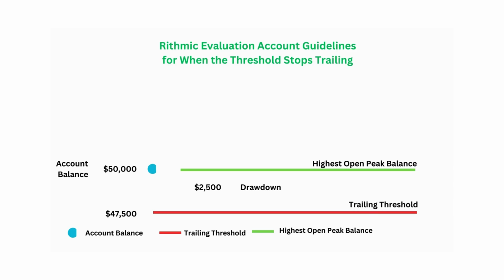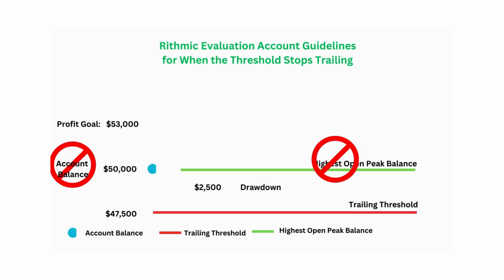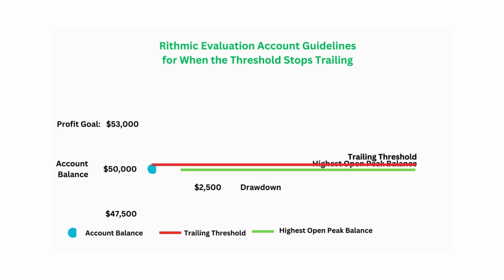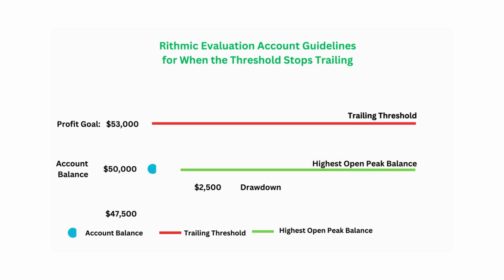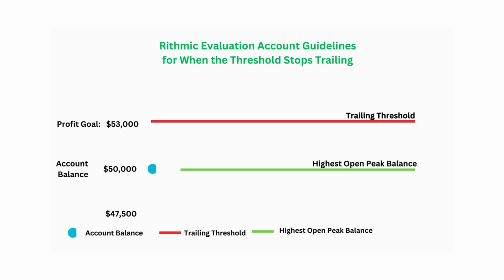In the Rhythmic evaluation account, the trailing threshold will stop once it hits the profit goal for the account size. The 50K account has a $3,000 profit goal, which means it would need to reach $53,000. It's important to note that the trailing threshold needs to reach the profit goal, not your open peak balance or account balance. When the threshold value hits $53,000, the trailing will cease at that point, regardless of whether the balance fluctuates higher or lower.